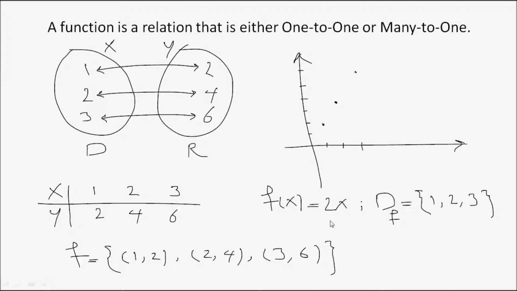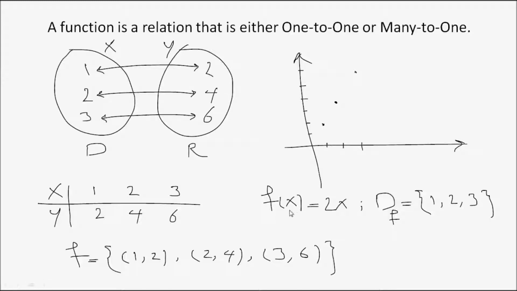And sometimes you can find a pattern. Like here, you can see that any value in the domain is associated to double its value in the range. 1 times 2 is 2, 2 times 2 is 4, and 3 times 2 is 6. So you can represent this function as an algebraic equation as well: f(x) = 2x. f(x) is another way of representing y, or a value from the range. So f(x) is a value from the range associated to x from the domain.